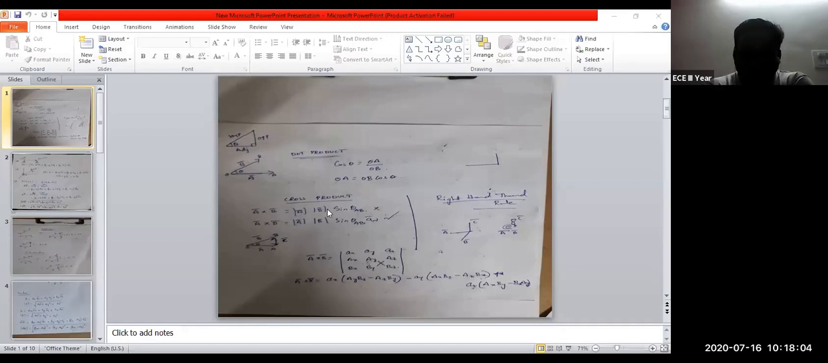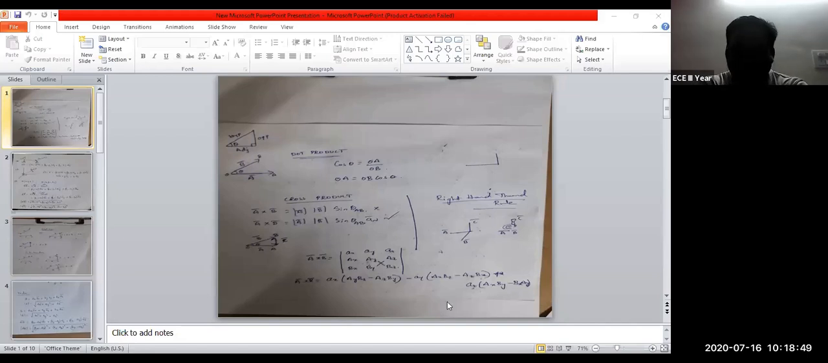Then cross product. A bar cross B bar is equal to mod A bar mod B bar sin theta into AN. That shows the resultant direction. AN, I told you in the last class, what is the difference between a vector and a unit vector? A vector has magnitude and direction. A unit vector has only unit magnitude. That doesn't affect any magnitude, but it shows the resultant direction.